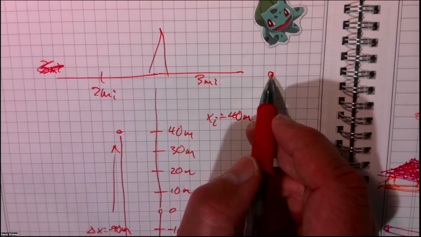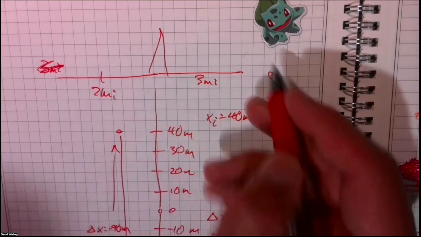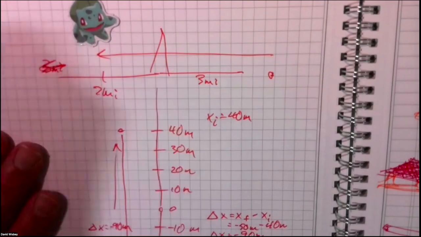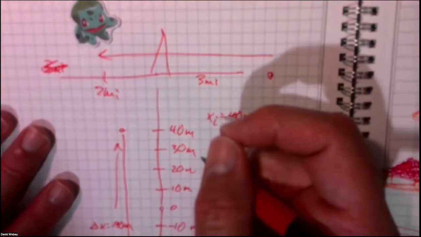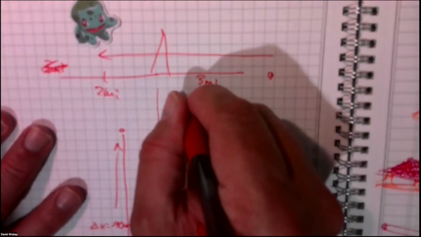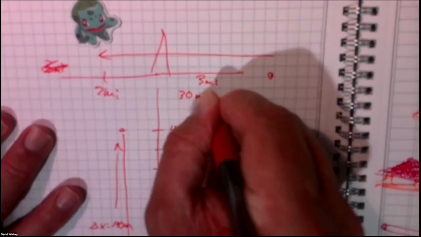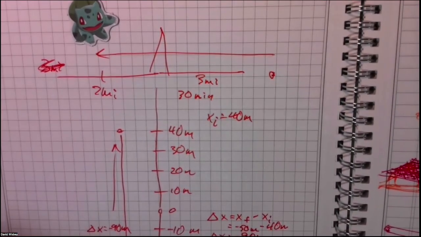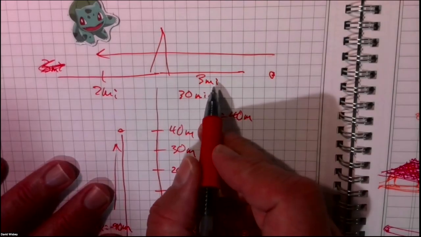Okay. So Bulbasaur starts 3 miles east of the water tower, and travels 2 miles west of the water tower. Okay, so we go like this. What is the displacement during that half hour? That took 30 minutes, right? What is the displacement during that time?